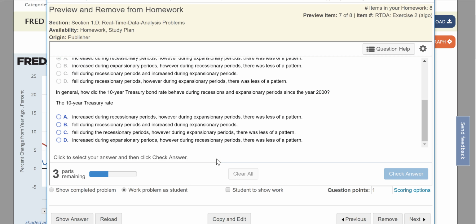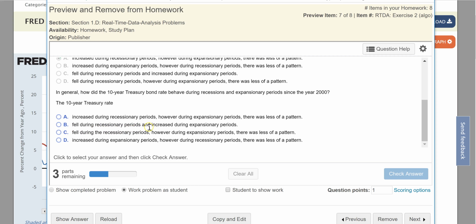So now let's match what we observed with the choices here. A, increased during the recessionary periods. As we said, that's incorrect. B, increased during the expansionary periods. And C, fell during the recessionary periods. D, increased during the expansionary periods. However, during the expansionary periods, there was less of a pattern. So based on our observation for the recessionary periods, it seems that only B or C are correct.